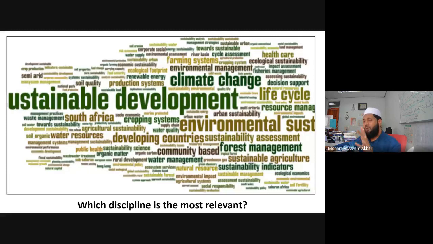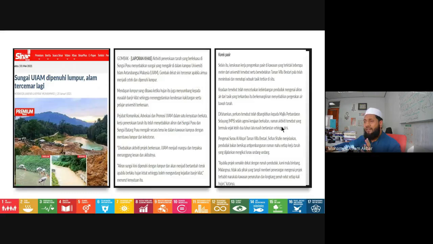There are so many areas, so many topics, disciplines. How do you say which one of them is the most relevant discipline? As you can see, there are so many: life cycle, sustainable forest management, community-based, water management, and then you can see the big one, sustainable development. Climate change is slightly bigger, decision support is slightly smaller, life cycle is slightly bigger. According to the size, you will understand what is most relevant. And this is the case study that we are bringing to you today.